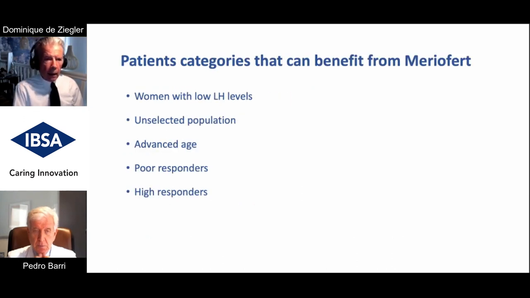Well, there are women with lower LH levels, and we sometimes have to measure LH, and you have to be careful about that. Then we're going to talk about the unselected population. We're going to talk about the advanced age. We're going to talk about the poor responders and the high responders.